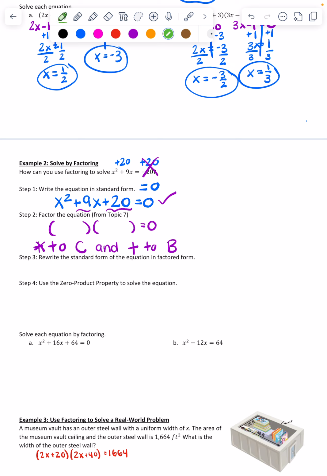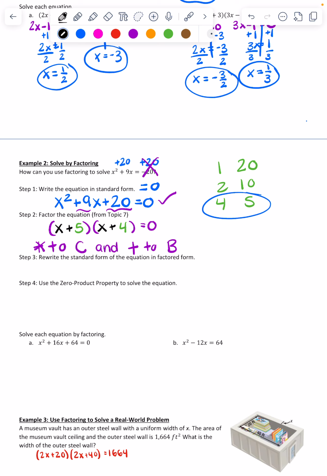I'm just going to really quick list off some factors off to the side of 20. So 1 and 20, 2 and 10, 4 and 5, and I think that is it. Which of those combos adds to 9 also? Here's our winner, 4 and 5. All right, let's go ahead and plug those in. It does not matter which factor goes where, but we do know that x always starts out our factors, and those are positive 4, positive 5, so we put plus signs there.